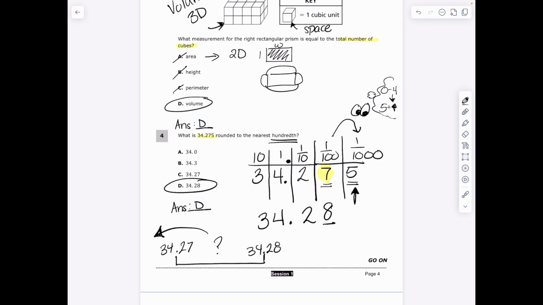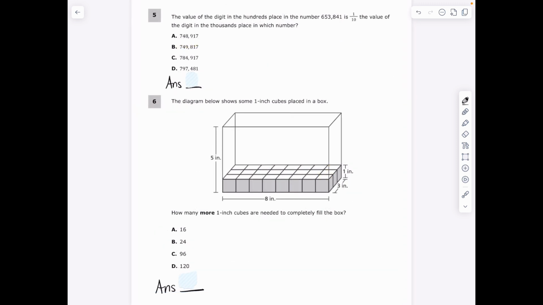All right, hit pause and jot this down into your notes. Let's look at the answers for 5 and 6, A and C. So check off, go to the next chapter if you have these. If not, stay right here. For number 5, the question is, we have the value of the digit in the hundredths place in the number 653,841 is 1/10 the value of the digit in the thousands place of what number?